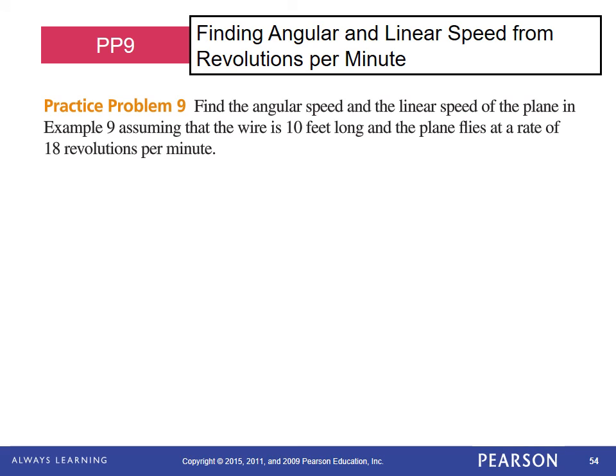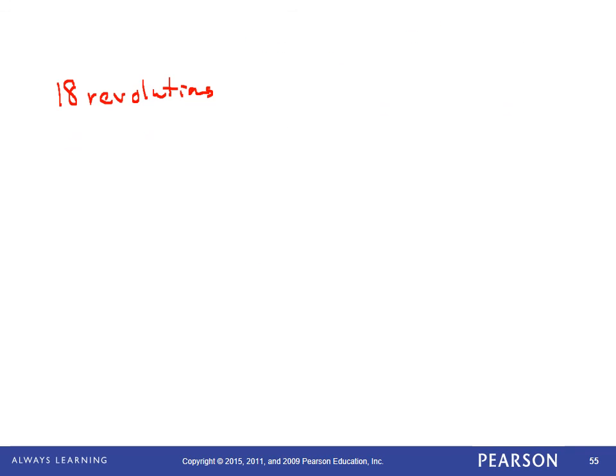Practice problem number 9, which is the last problem here for this section. Find the angular speed and the linear speed of the plane in exercise 9, assuming that the wire now is 10 feet long. And now the airplane is going a little faster. It's making 18 revolutions per minute. So let's go for it. So 18 revolutions, again multiplying by 2 pi, would give us an angular speed of 36 pi, and again radians per minute.